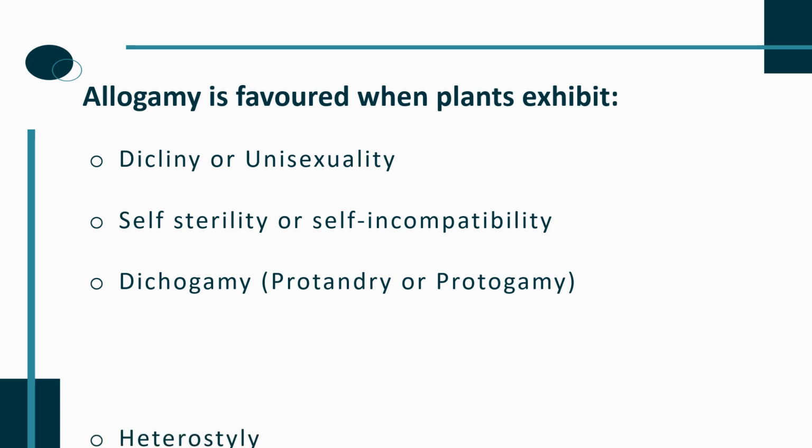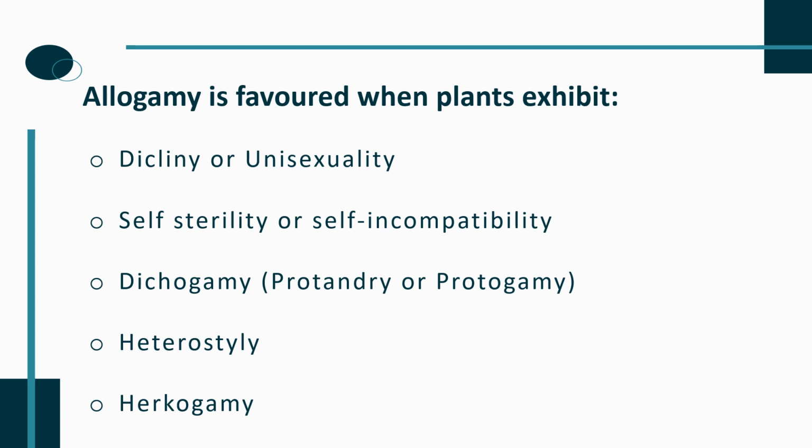in case of mustard. The next condition is heterostyly, where some flowers have two or three forms of anthers and stigmas at different levels. Finally, it is hercogamy, where there is a natural physical barrier between androecium and gynoecium preventing self-pollination. All these conditions will allow cross-pollination to take place and will prevent self-pollination.